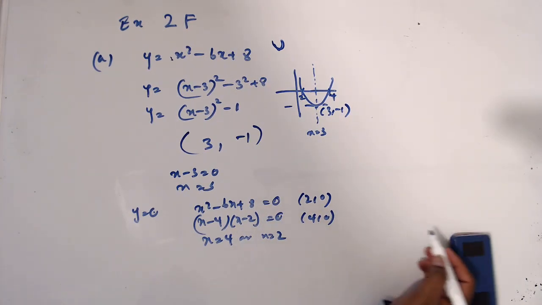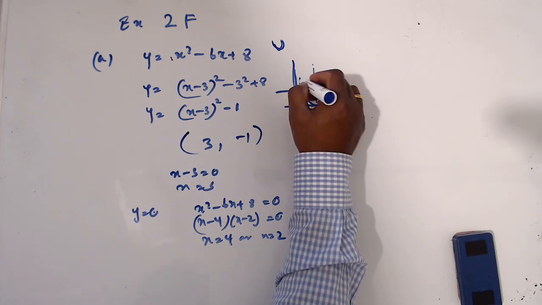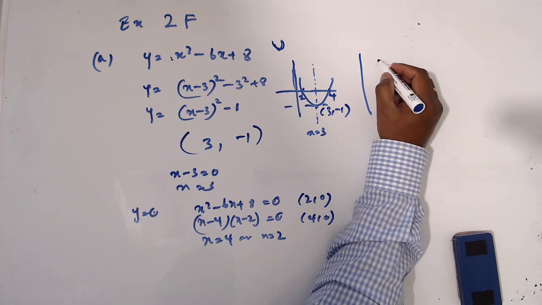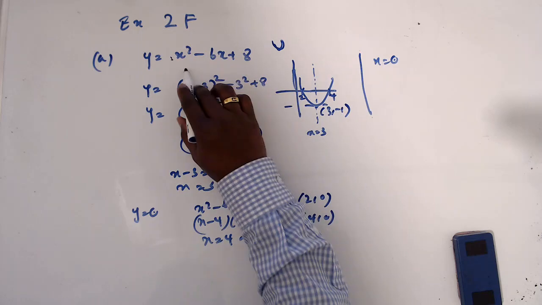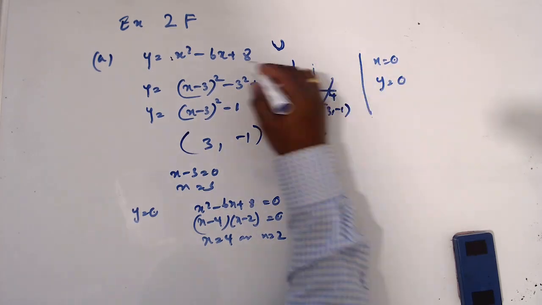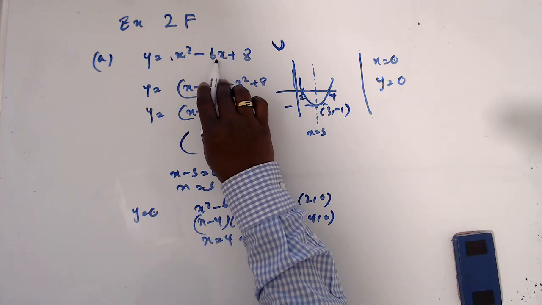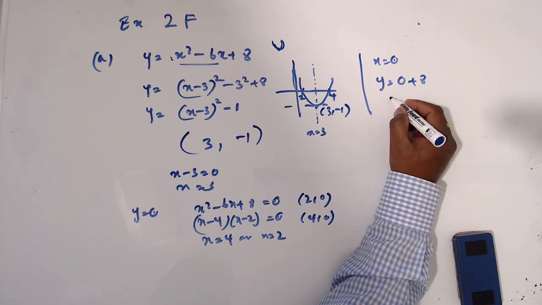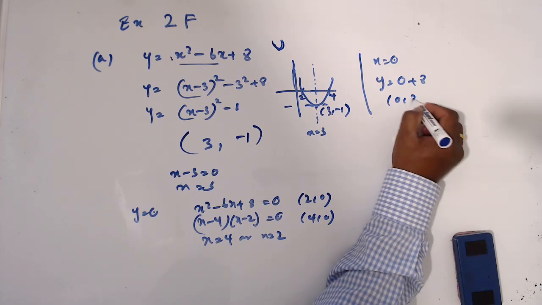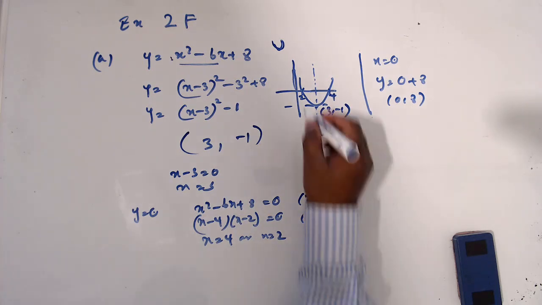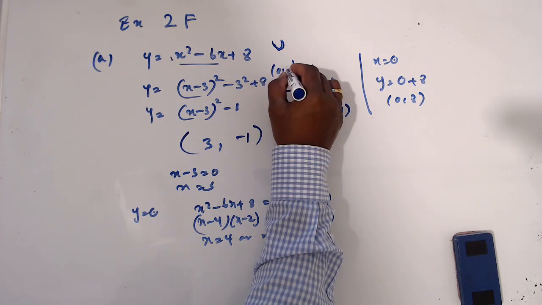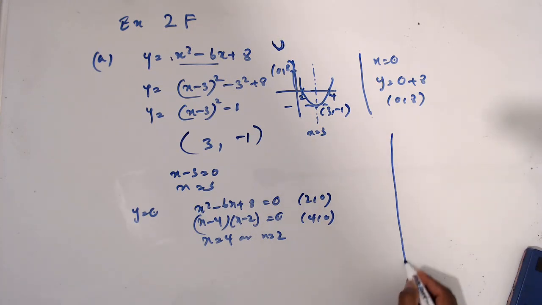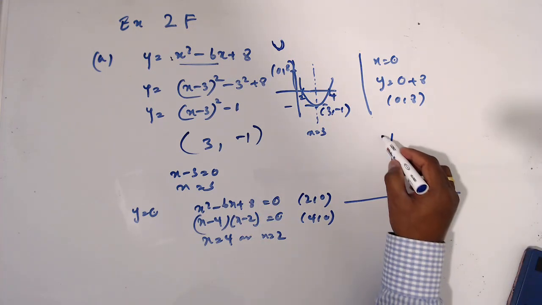Now I want to find where this graph cuts the y-axis. I want to put x equals 0 for this graph. Then y equals 0 squared minus 0 plus 8. So (0, 8). So this is going to cut at (0, 8) here. Now I have all the data. Now I'm going to draw the graph. So it is something like this.